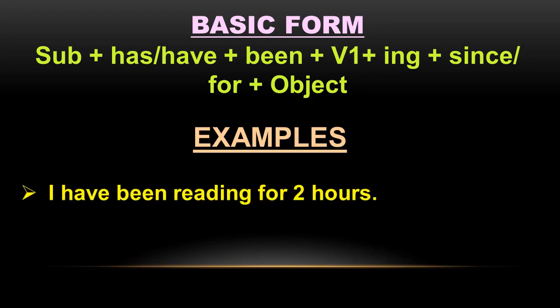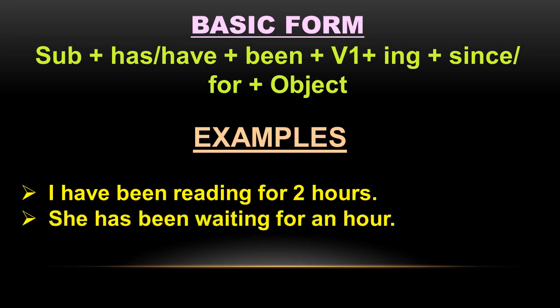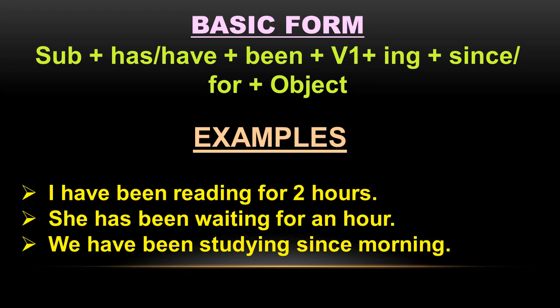Examples. Now see, since and for. Since is used with a particular point of time and for is used with duration of time. First example, I have been reading for 2 hours. 2 hours is a duration of time, so use of for. I is the first person subject, so have. Next example, she has been waiting for an hour. We have been studying since morning. Now morning denotes a particular point of time, right? So here since is used.